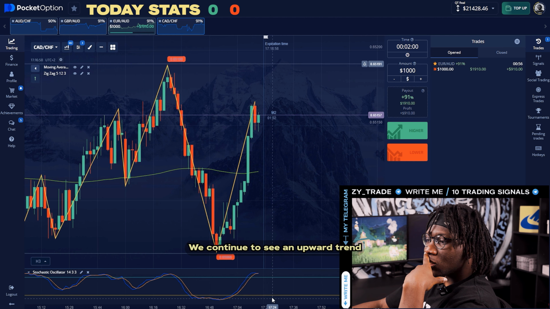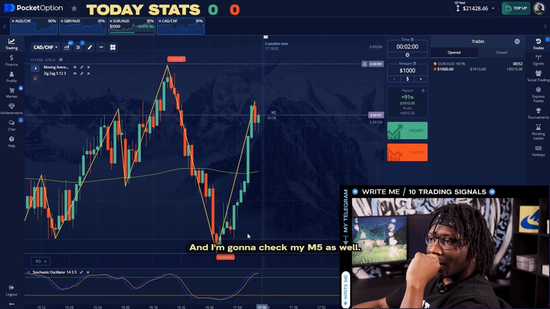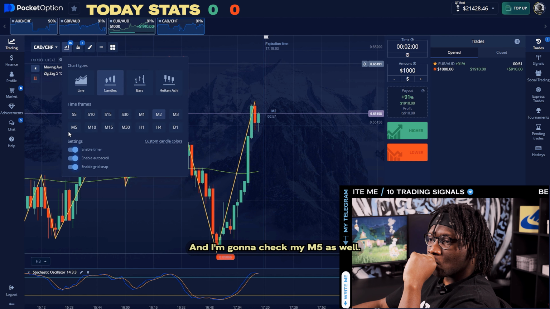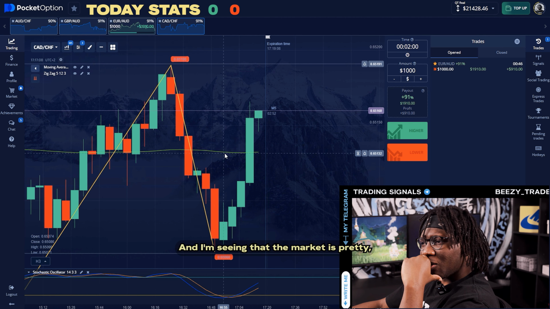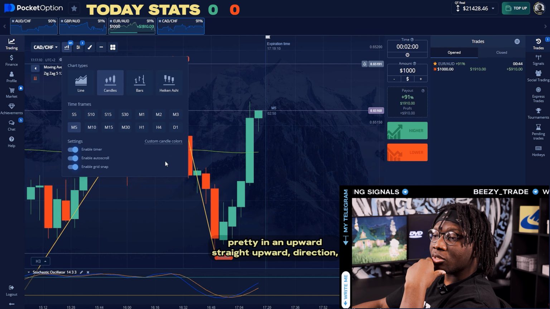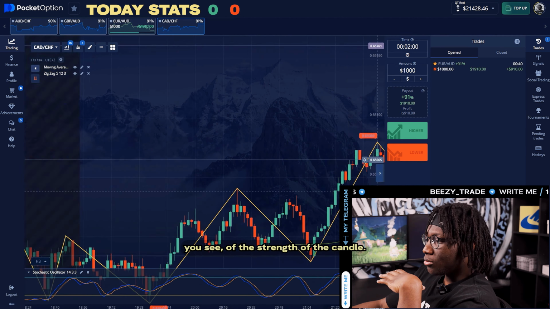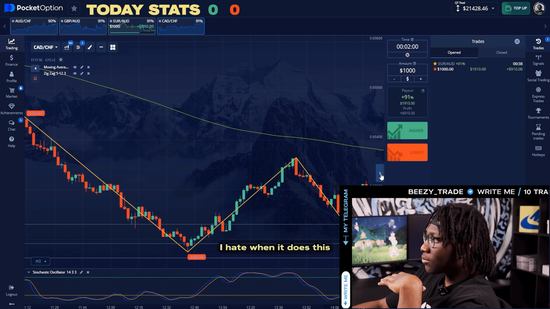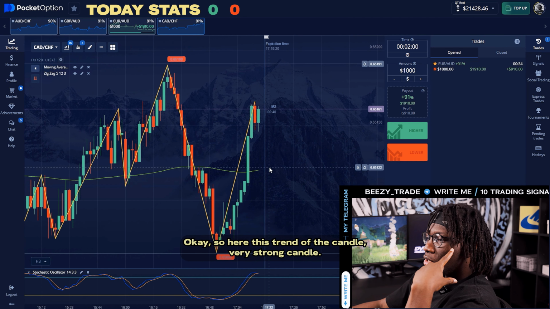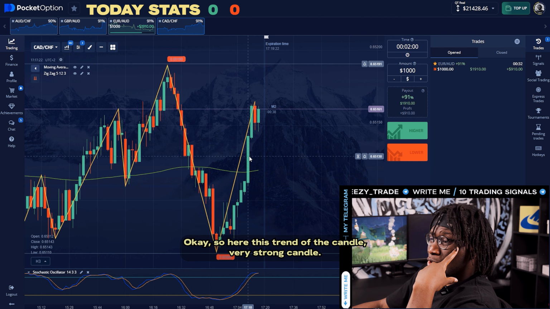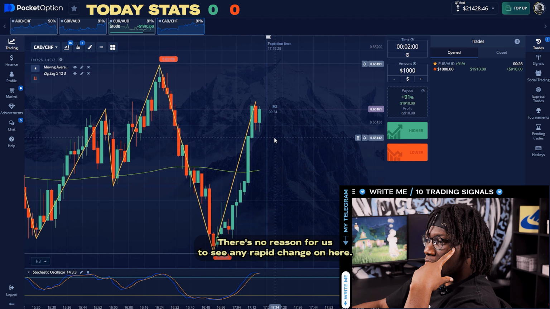We continue to see an upward trend? Maybe. And I'm going to check my M5 as well, and I'm seeing that the market is pretty much in an upward direction. You see, off the strength of the candle, I hate when it does this. Can I get back to where it was? Okay. So here, strength of the candle, very strong candle. There's no reason for us to see any rapid change on here.